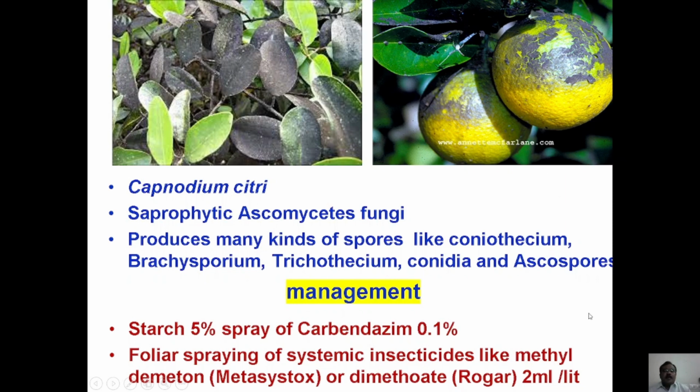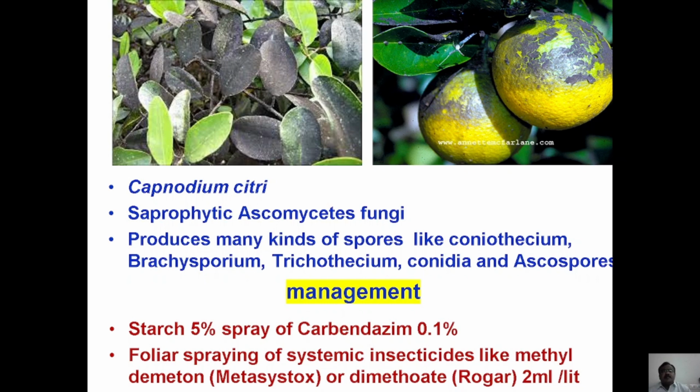And this is formed by the saprophytic fungus Capnodium citri, which produces different types of spores like Coniothecium, Brachysporium, Trichothecium type of conidia, as well as ascospores. And to manage this disease, as we learnt in many other crops, application of 5% starch is advisable. When the starch solidifies or dries, it forms flakes on the surface of the leaf, and these flakes may fall off along with the powdery coating formed on the leaf or fruit. Or application of carbendazim at 0.1% is also effective against these sorts of fungi which form a superficial encrustation.